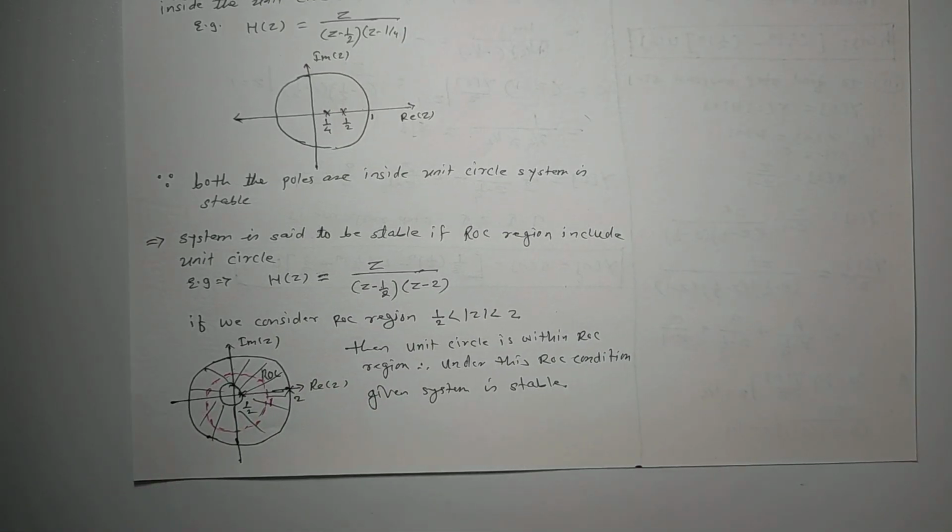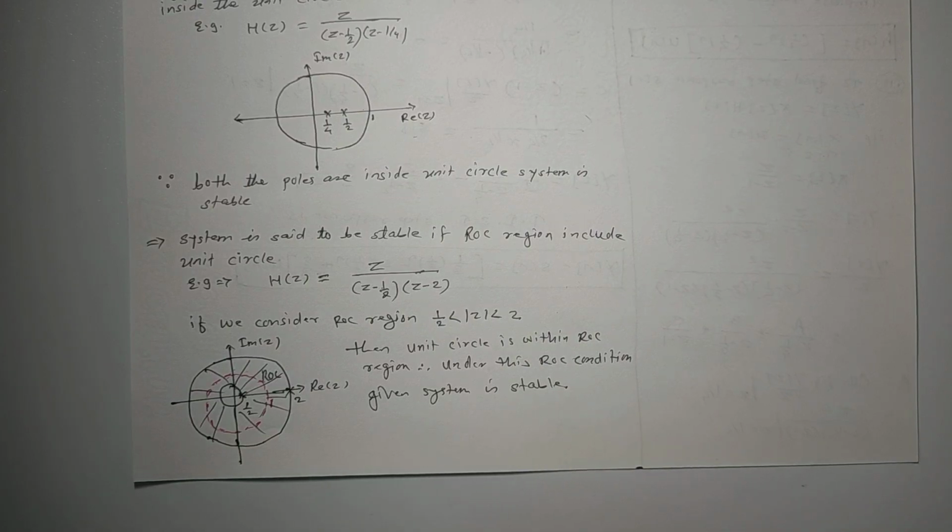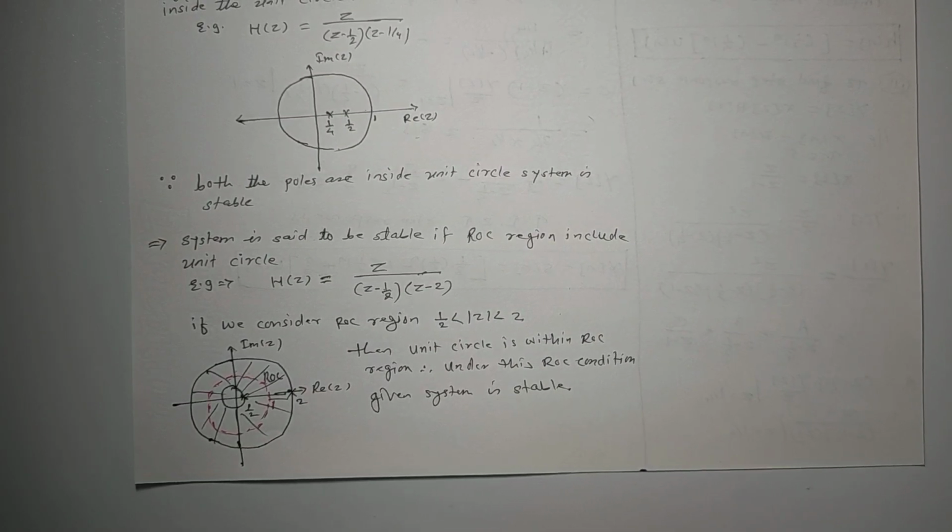So in this way we can define the stability of the DT system in the z domain by using these two definitions, one in terms of poles and zeros, another in terms of the ROC condition.